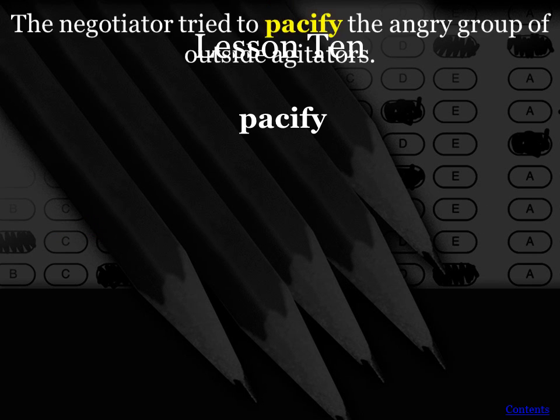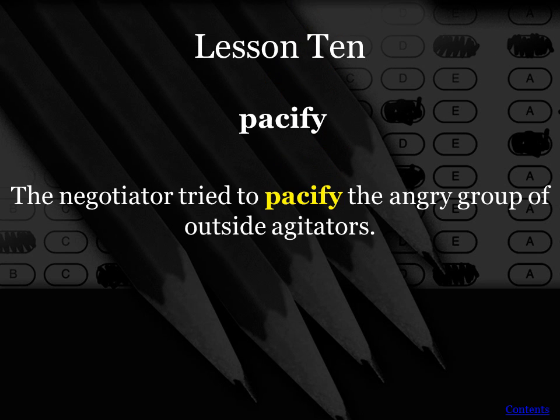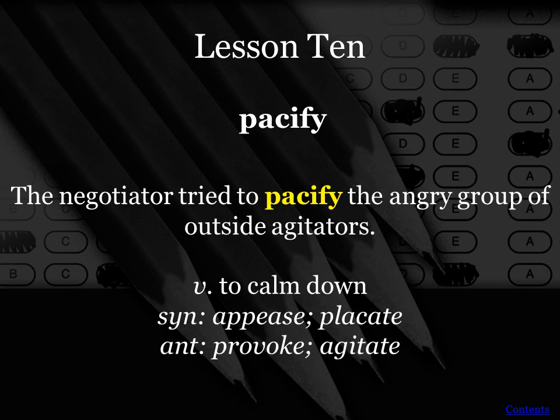Next is pacify. The negotiator tried to pacify the angry group of outside agitators. The negotiator is doing something, so we know it's a verb. We've got an angry group of people, and a negotiator would get involved to try and make them feel better, to try and make them calm down. Think about the word pacifier, the noun version of this word. We give babies pacifiers to try and get them calm, to get them to stop crying.